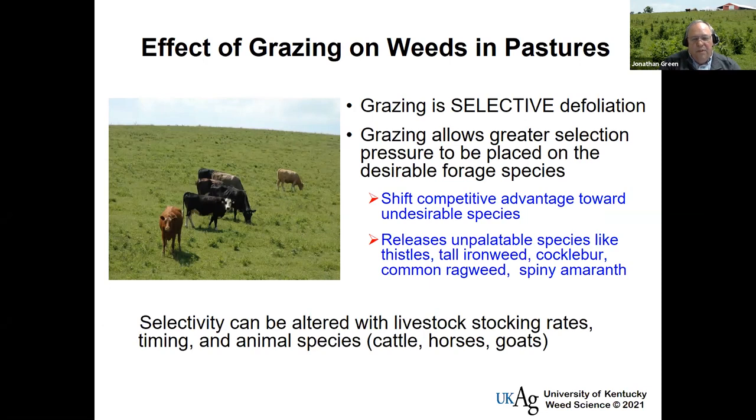Now, certainly one of the ways that we can have a little bit of influence on this is altering our livestock stocking rates, trying to match the stocking rate for the type of forage that we have and the amount of forage that we have available to us, the timing as to when we graze, and certainly the animal species themselves. We know that horses graze different than cattle, and certainly goats graze and utilize some plants that are not being utilized by cattle and horses. So all those are factors that play into this idea of selectivity relative to animals removing the desirable species, the desirable forages, and leaving the ones that are left alone.